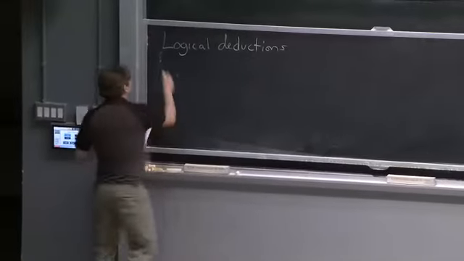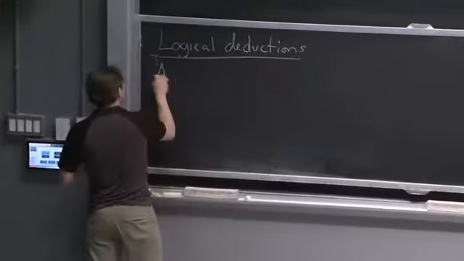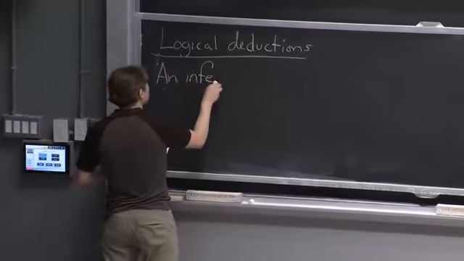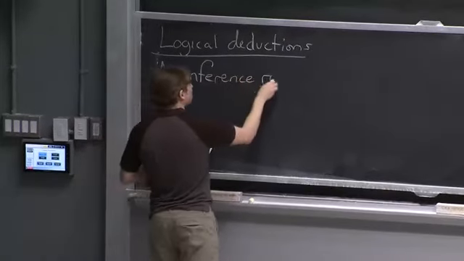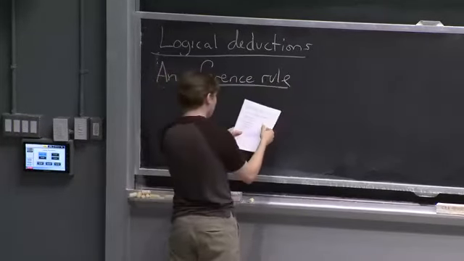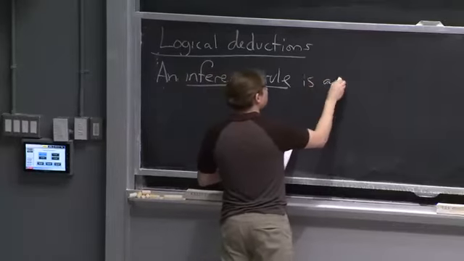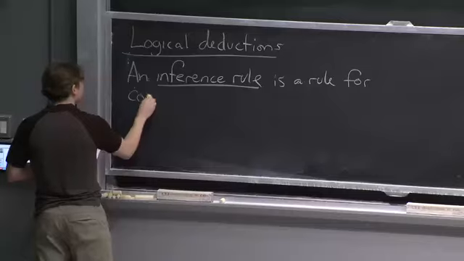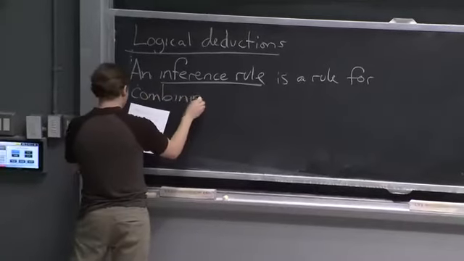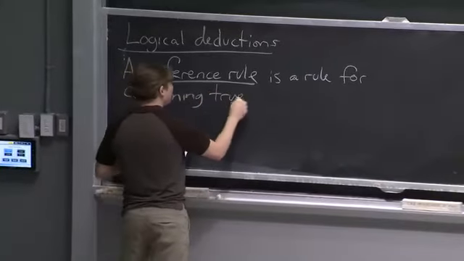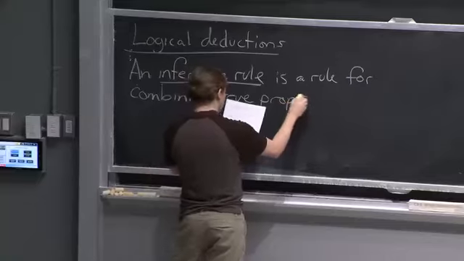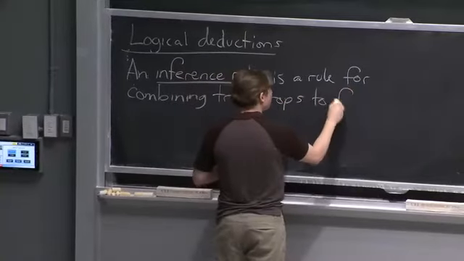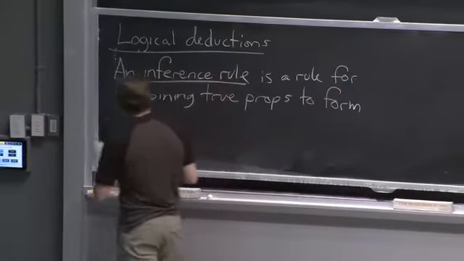So what is a logical deduction? Let's see. An inference rule is a rule for combining true propositions to form other true propositions.